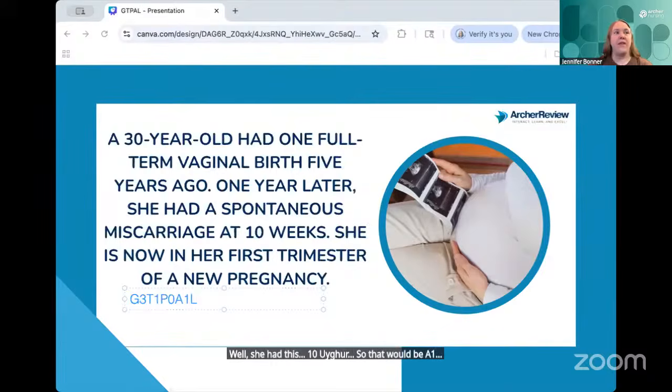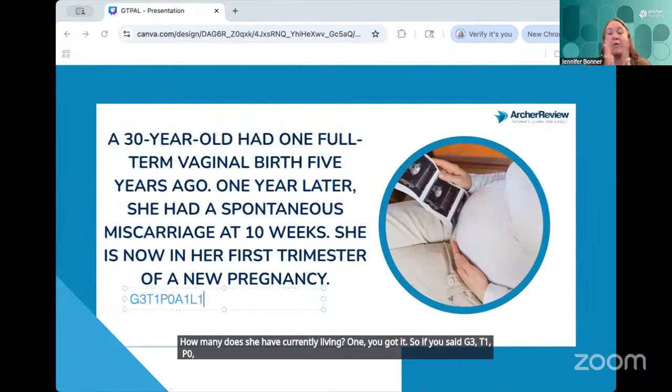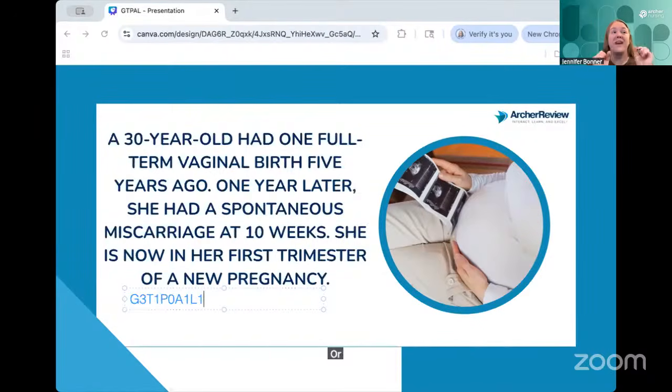And then living. How many does she have currently living? One. You got it. So if you said G3, T1, P0, A1, L1, or you could say 31011, you are absolutely correct. Does that make sense how we broke that down?